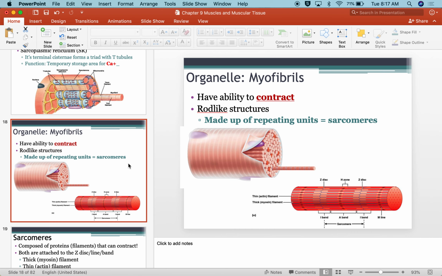Okay, the myofibrils, these have the ability to contract. That's what all of these protein rods are within the muscle cell. And they're made up of repeating units called sarcomeres. So when we look at this, a sarcomere goes from Z disc to Z disc. So that's one. Here's another one, Z disc to Z disc. That's one. And then we have kind of a partial third here of a sarcomere. These are just the units of contraction within muscle.